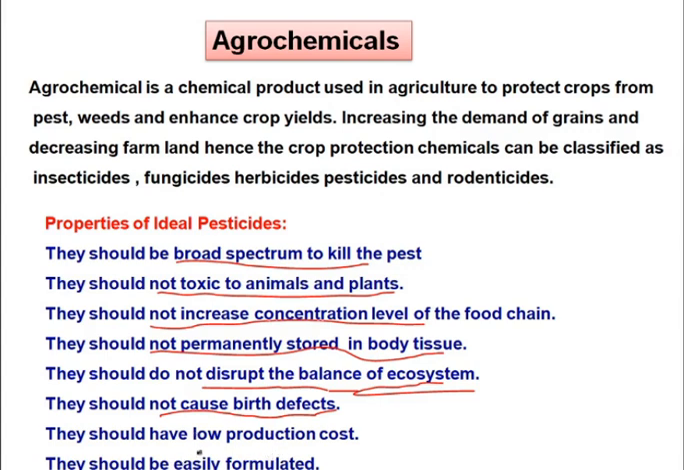Next property, it should have a low production cost, because the farmers have to identify and afford it. Then it should be easily formulated, and farmers should be able to handle it easily.